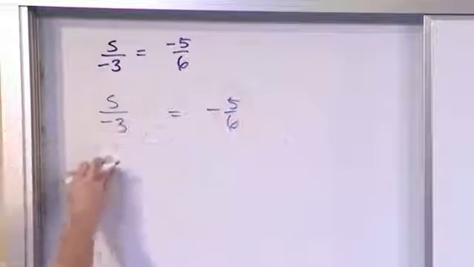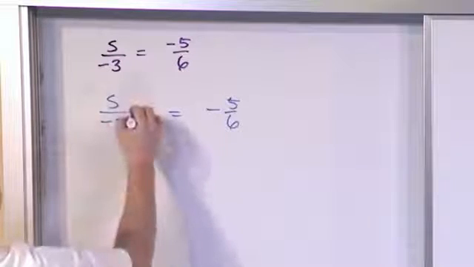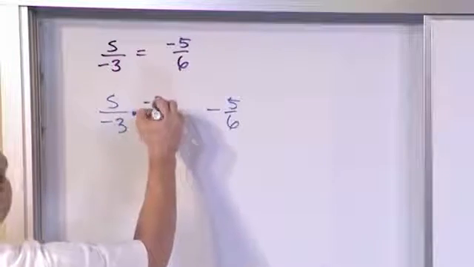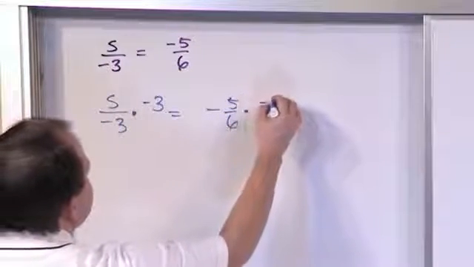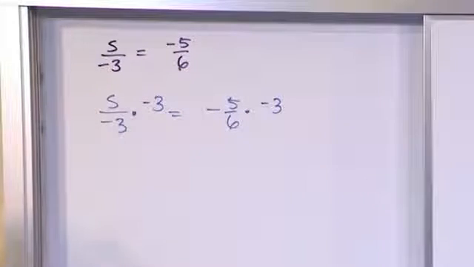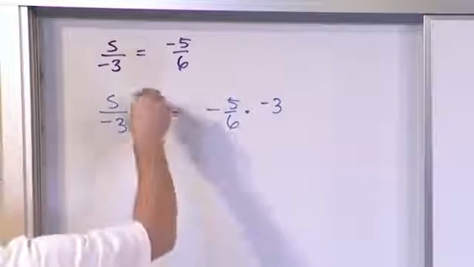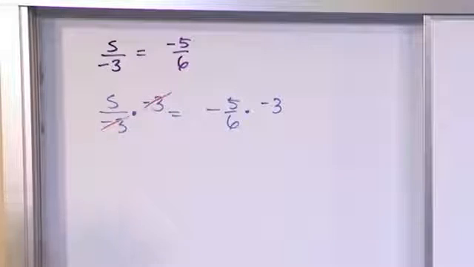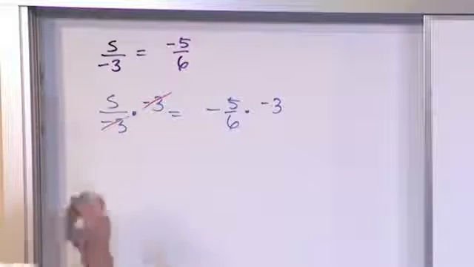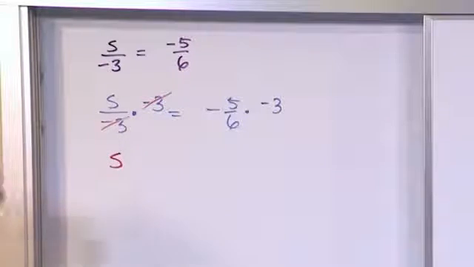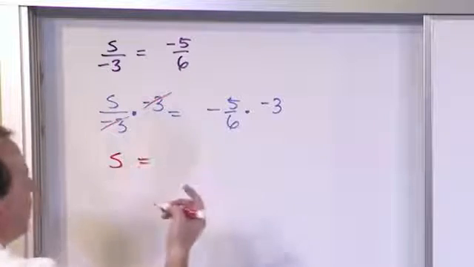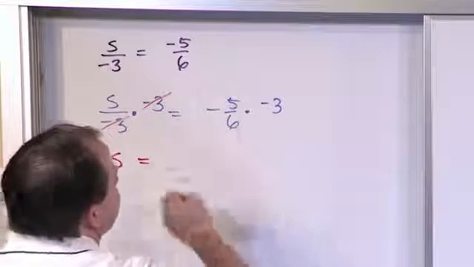How can we get rid of this -3? It's divided over here. We need to multiply by -3 to both sides of this equation. That's the only way we're going to get rid of it. When you do that, the -3 divides out or cancels with the other -3. Okay? And on the left-hand side, all you have is S. Right? All you have is S. Now on the right-hand side, what do you have? We have -5/6 multiplied by -3.